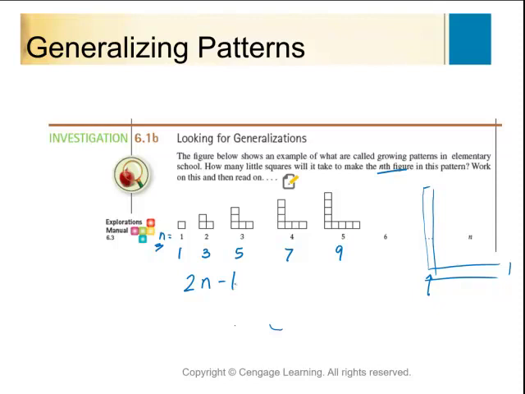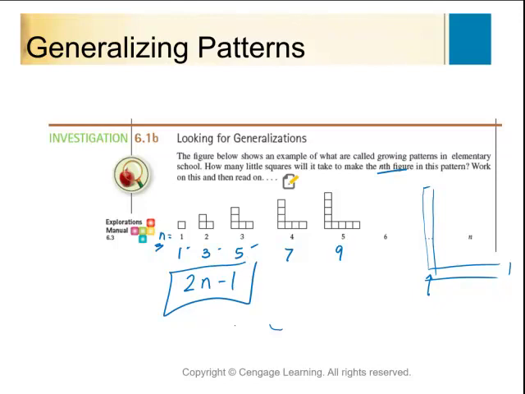So I'm going to see if this works. Because in making patterns, you look for the pattern and then you kind of guess and check. So for this one, if n is 1, do I have 1 there? And I did. If n is 2, 2 times 2 is 4 minus 1, and I do have 3, good. And if n is 3, 2 times 3 is 6 minus 1, and I have 5. So you see all of these are checking out, and this would be my generalization for this particular pattern.